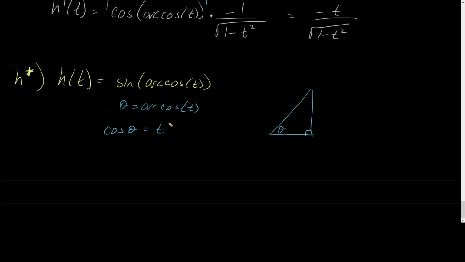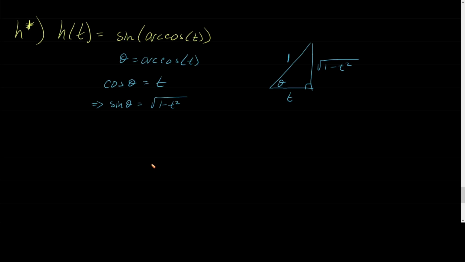If this is theta, well, from SOHCAHTOA, cosine of theta is adjacent over hypotenuse, right? That's our t over 1, meaning that this side over here, by the Pythagorean theorem, is the square root of 1 minus t squared. All right. So what would sine theta be? Well, because theta is arc cosine of t, this tells us now that sine theta is, from SOHCAHTOA, opposite over hypotenuse. So I have the square root of 1 minus t squared.